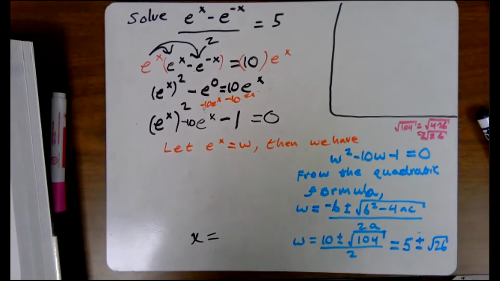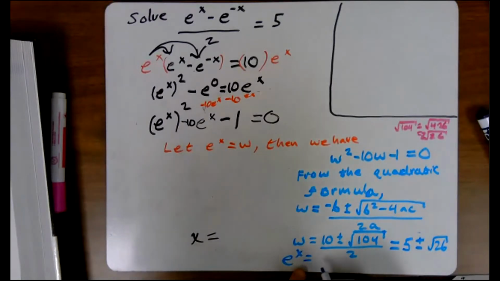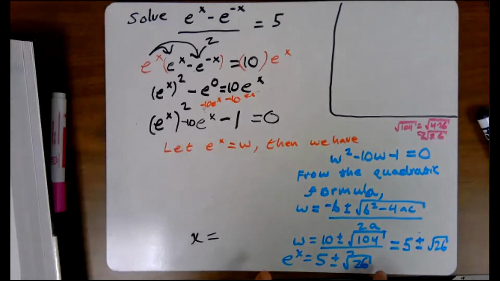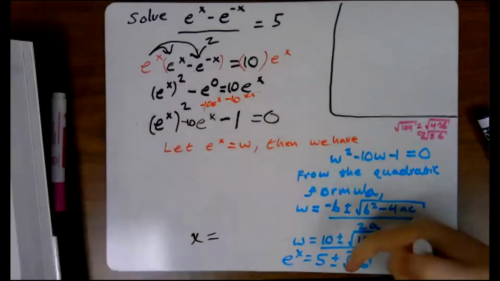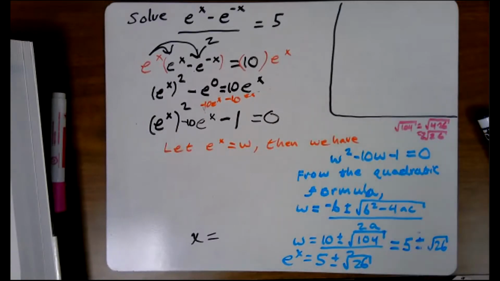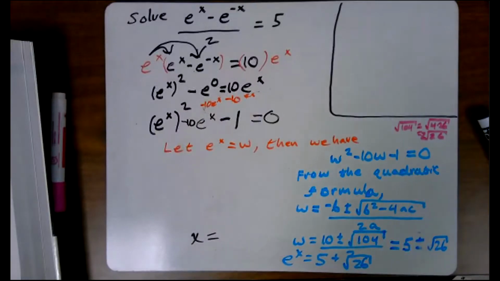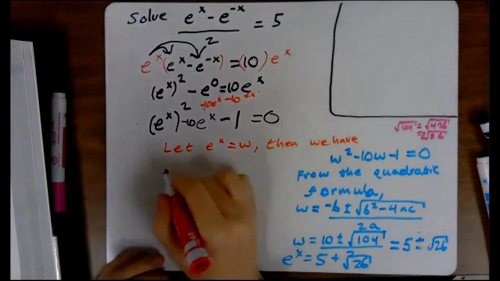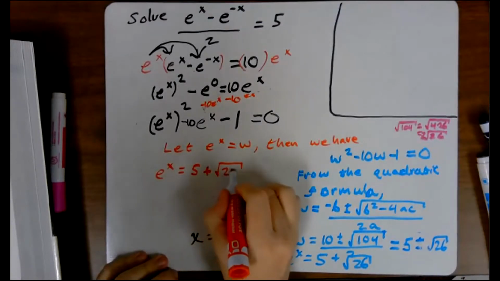All right, so wherever our w was e to the x, right? Which means that e to the x is equal to 5 plus or minus the square root of 26. Now, one more thing. The square root of 26 is greater than 5. So 5 minus the square root of 26 is negative. And an exponential is never negative. That's something that we learned. It's always above the x-axis. So we can ignore that negative. So e to the x is equal to 5 plus the square root of 26.